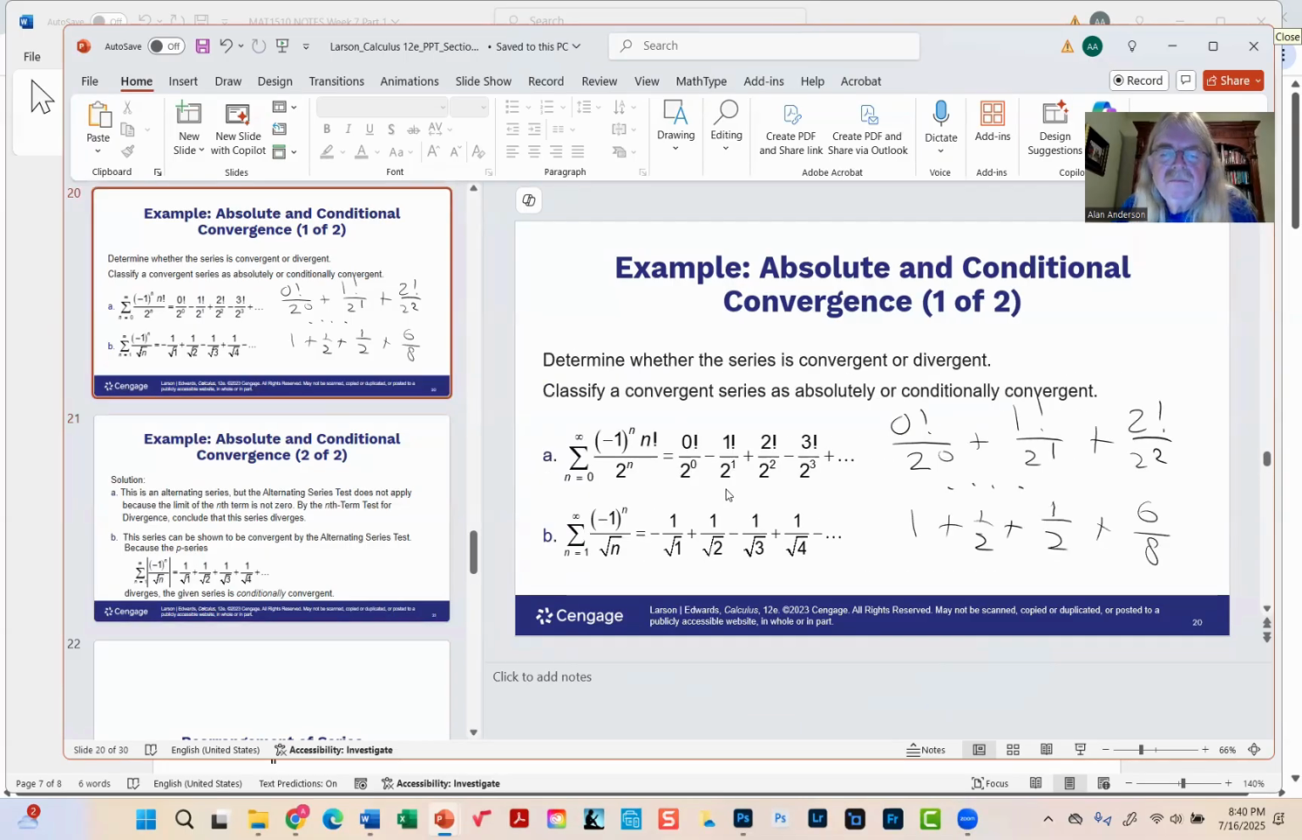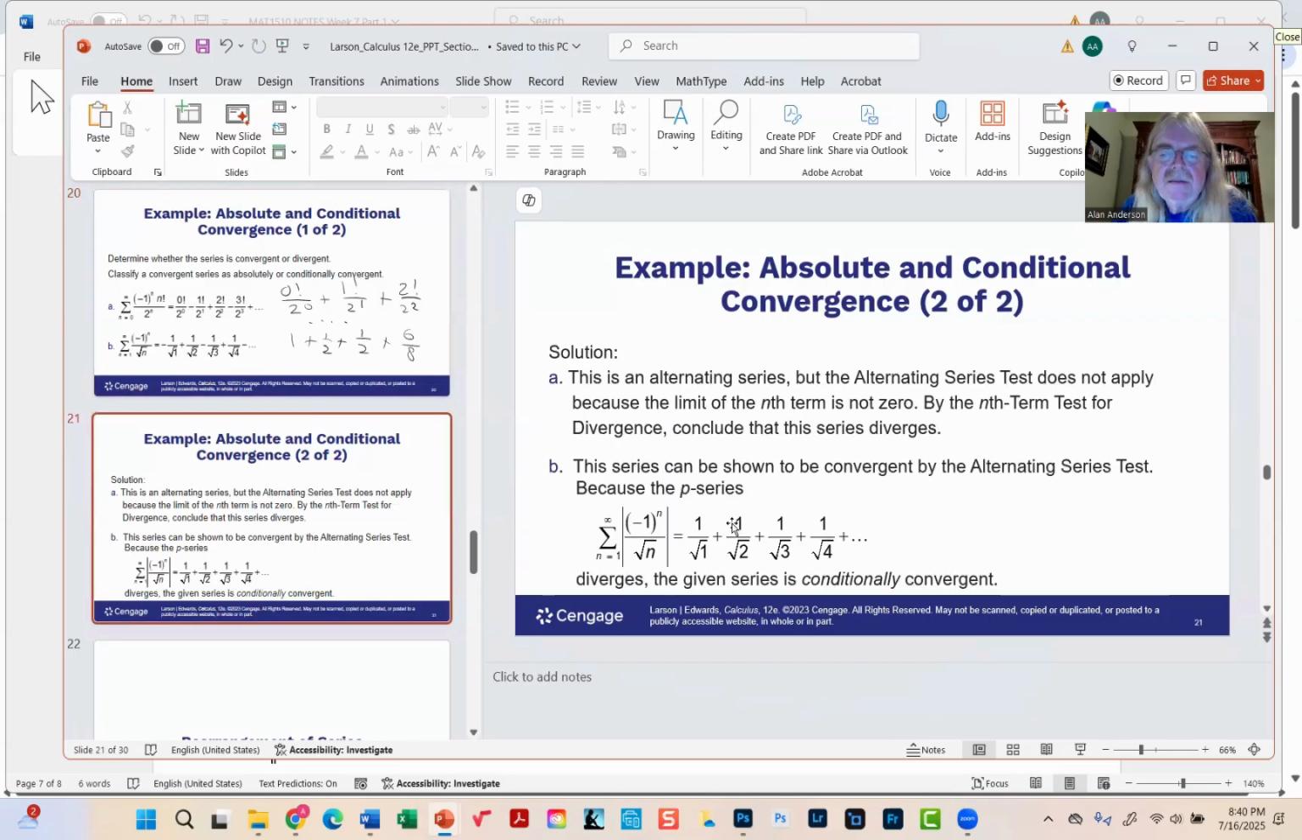Whereas this one, let's see. Oh, it's a P series where P equals 1/2. So in other words, the absolute value version does converge, but without the absolute value part and those signs, it would diverge because it would be a P series with P equals 1/2. So that means that this one conditionally converges.